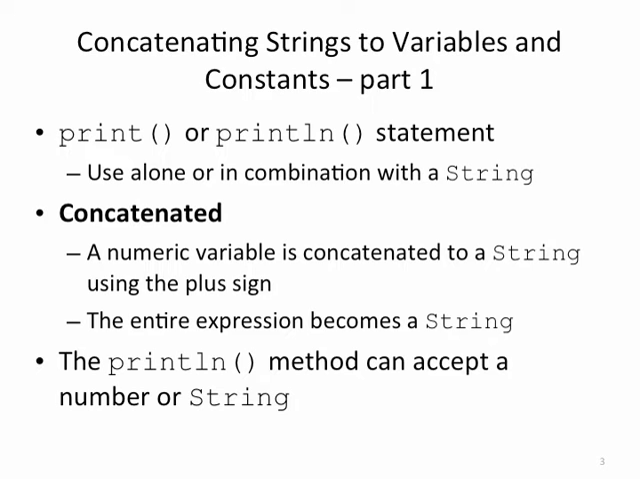So this is an example of what's known as polymorphism, when you have one symbol or one thing that's behaving differently given the circumstances. So the addition operator will be the concatenation operator when used with strings, or it will be the addition operator when used with integers. The entire expression, the two strings added together, become one string. They are treated as one string. And the println method can accept any number or string.